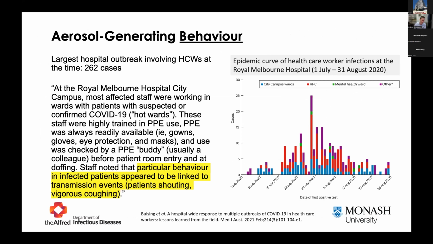And this locally to us in Melbourne was driven home by a report and experience from the Royal Melbourne Hospital, another hospital here in Melbourne, which had at the time the largest outbreak involving healthcare workers, unfortunately, of 262 cases. And what they found was that anecdotally, staff noted that particular behaviour in infected patients appeared to be linked to transmission events, in particular shouting and vigorous coughing. And this was largely amongst, I think, a cohort of patients who were from residential aged care facilities who also had dementia and cognitive impairment and some degree of shouting associated with that.